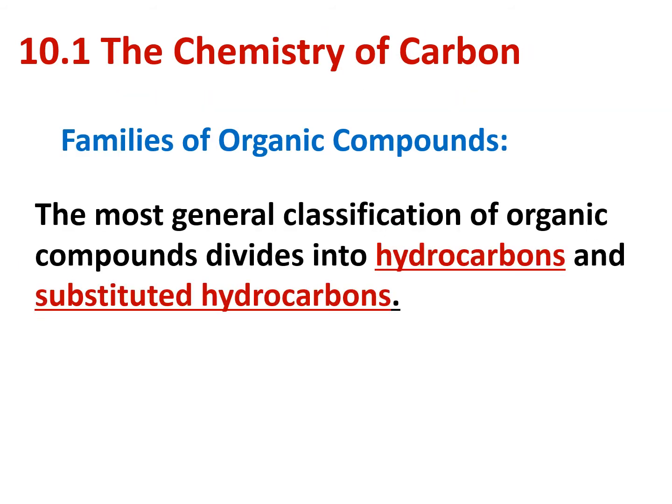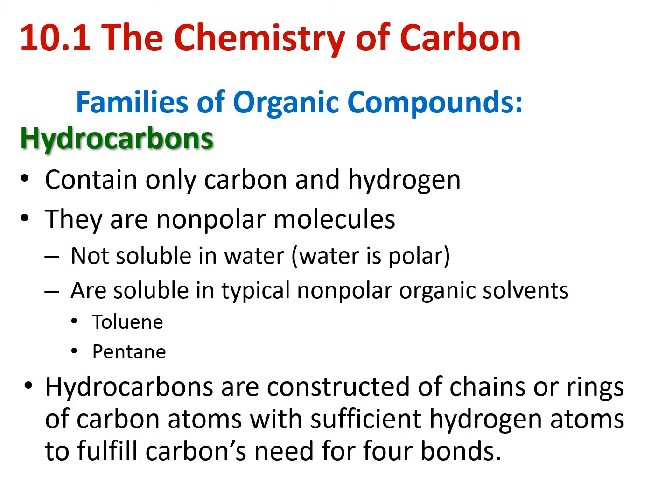Moving on to the classification of the organic compounds, also known as the different families of organic compounds. The most general classification divides these organic compounds into hydrocarbons and the substituted hydrocarbons. So these are the two main categories. The first big category is the hydrocarbon, which by definition contains only carbon and hydrogen atoms.